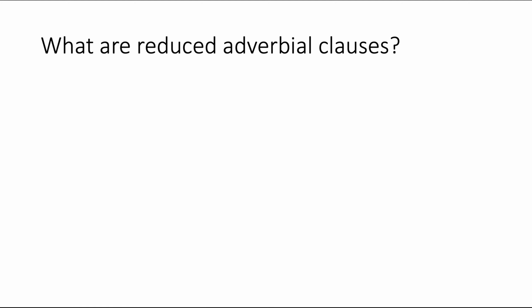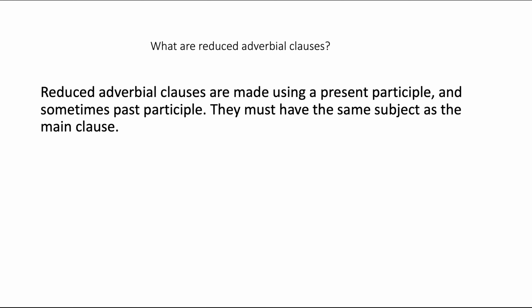So what are reduced adverbial clauses? Basically, these are reduced clauses that are made using a present participle and sometimes past participle. And they must have the same subject as the main clause. And this last condition is very, very important. If you do not follow this last rule, you can make a very common mistake called dangling modifier. And I'm going to talk about it in the last slide.